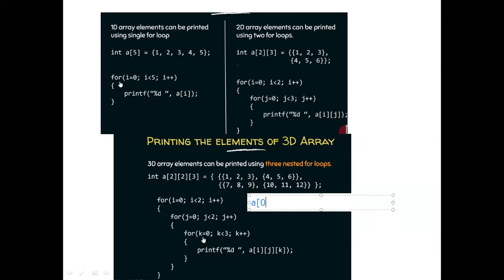A of 0 comma 0 comma 0 is equal to 1. A of 0 comma 0 comma 1, what will be the value? 2, like this. Again, a of 0 comma 0 comma 2, what will be the value? Here 3.